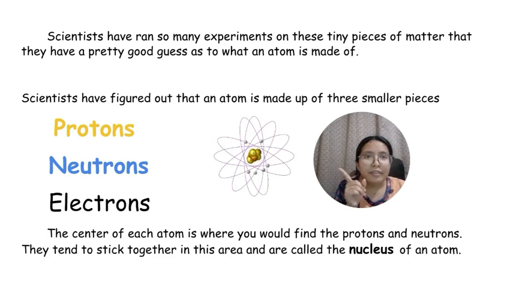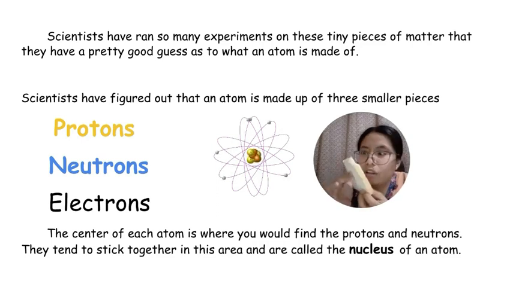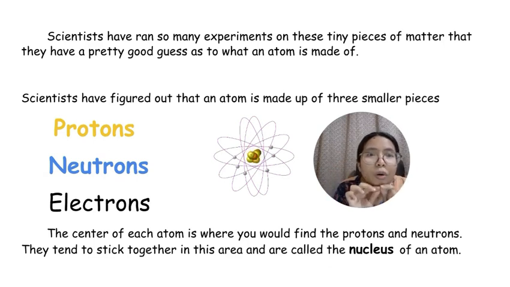Hindi natin yan nakikita in every object kasi masyadong maliit yung atom. Pero sa loob pa ng atom, ganito itsura. We don't know how scientists figure that out, but they figure that out. So, merong laman sa loob ng atoms. At ang pinangalan nila ay, okay, say it with me, protons, neutrons, and electrons. So, what are those things?